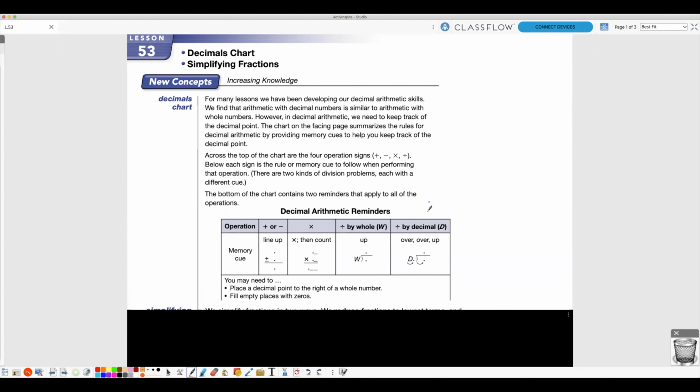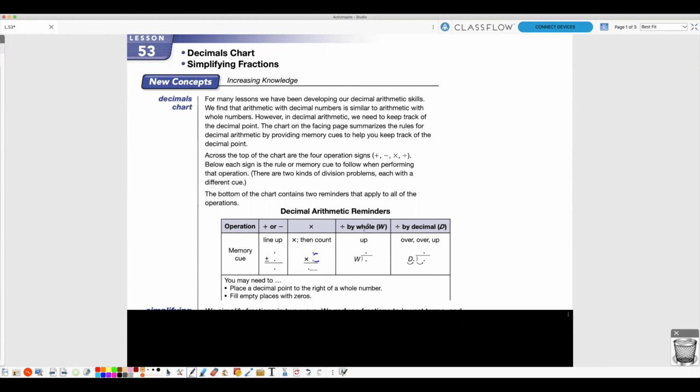So when looking at your decimal arithmetic reminders chart, this is what you see. When adding or subtracting decimals, you simply line the decimals up and bring it straight down into the answer. With multiplication, you multiply as if there are no decimals, but then you must count the spaces to the right of the decimal places and transfer that number of spaces you counted into the product.